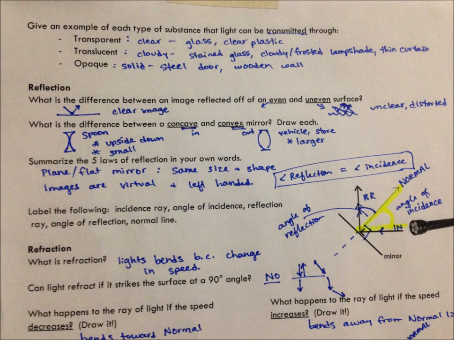If it's a translucent substance, that means only part of the light goes through, or that light gets bounced around, gets confused a little bit. So that's what happens when light passes through stained glass, or like a frosted lampshade, or a really thin curtain, or even water that has a lot of ripples in it, or a lot of murky, muddy stuff in it. If it's an opaque substance, the light won't pass through at all. That would be something solid like a steel door, or a wooden wall, or a chunk of rock.